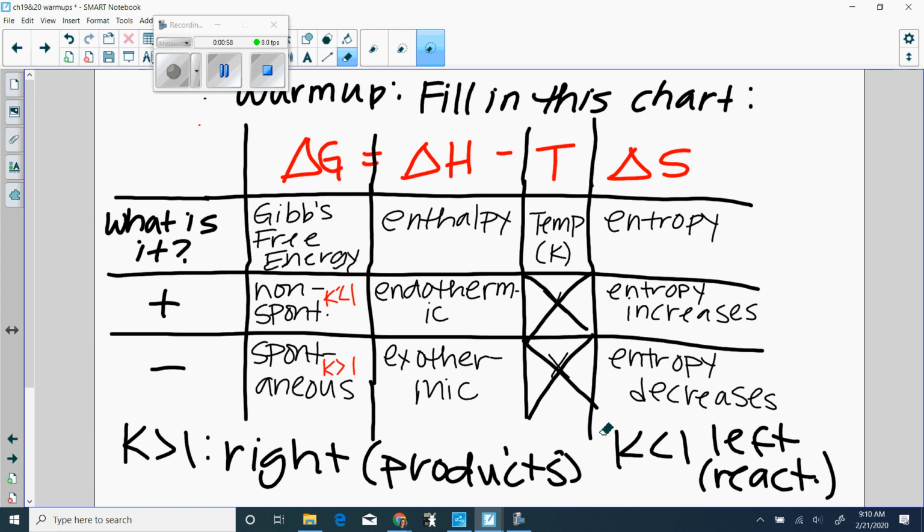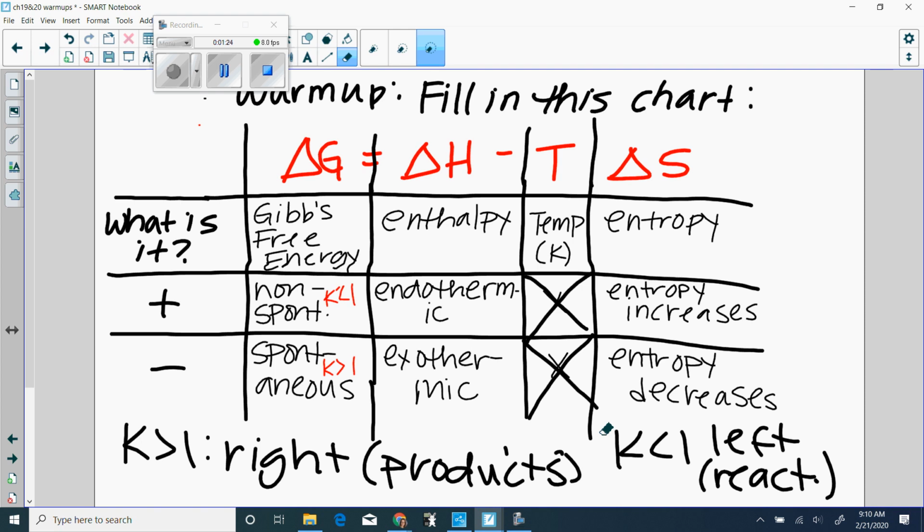If it ends up being positive, like the numbers end up being positive, it's non-spontaneous. That means K is less than one. Look at these reactants. Nothing happened. Non-spontaneous means nothing is happening and nothing ever will happen. It's related to the combination of enthalpy and entropy. It's just math though, like plug in the numbers and see what happens.